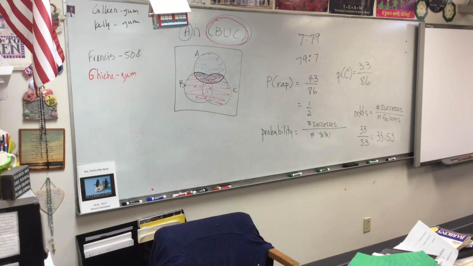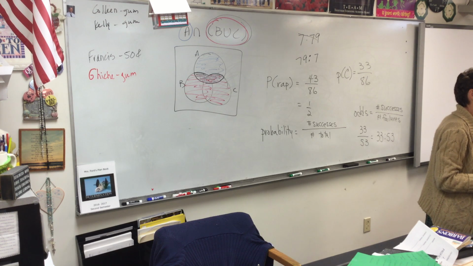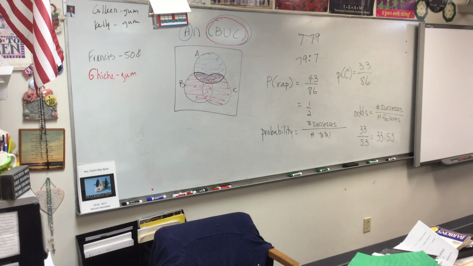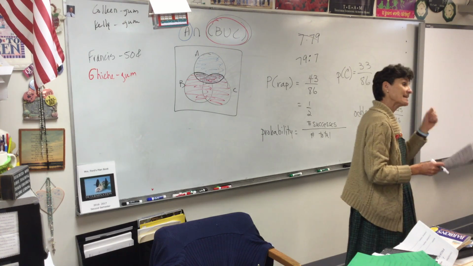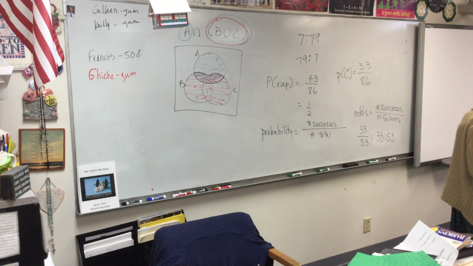So there are 79 ways to pick somebody who doesn't like all 3, and there are only 7 ways to pick somebody who does. All right, is that settling in? Yes. So if you take out the word against, it would be 7 to 79. The odds for that happening would be 7 to 79. The odds against it happening are 79 to 7.